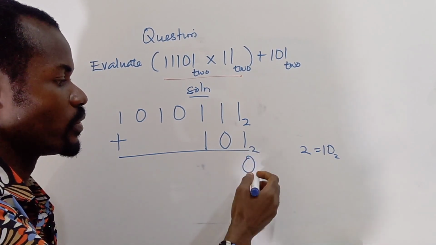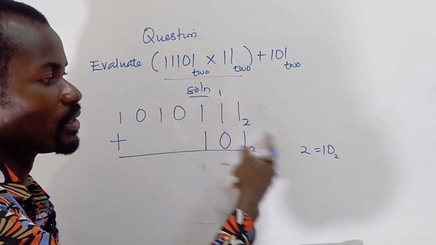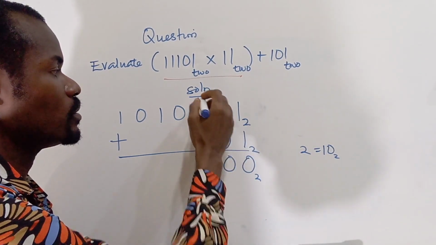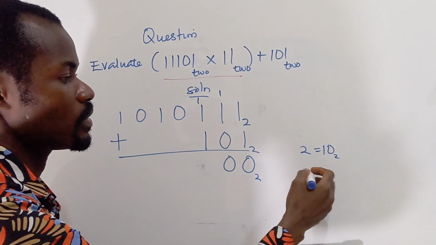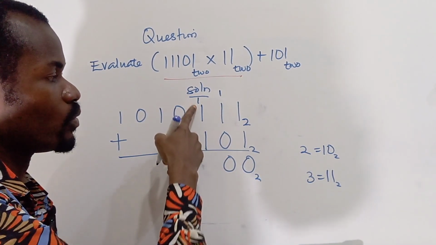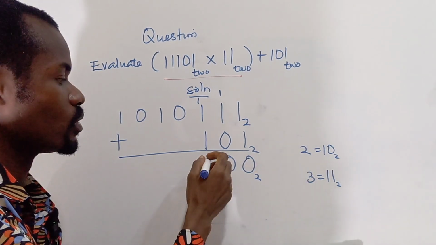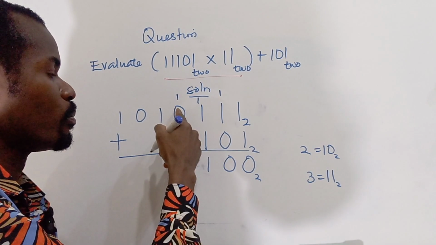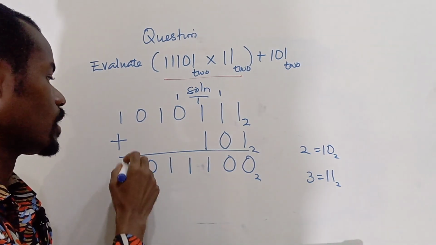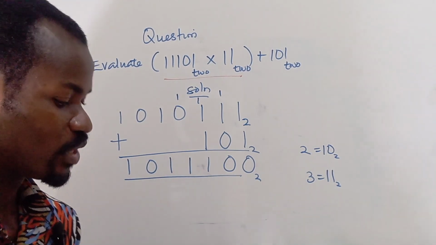So I'm going to put 0, we're carrying 1 here. So 1 plus 1 again is 2, plus 0 is still 10. So carry 1. Remember, this is 3, which is 11. So instead of 1 plus 1 plus 1, which is 3, I'm going to use 11. So I put down 1, carry 1. 1 plus 0 is 1. So we'll bring down 1, we'll bring down 0, and we'll bring down 1. So this gives us our solution to this problem.